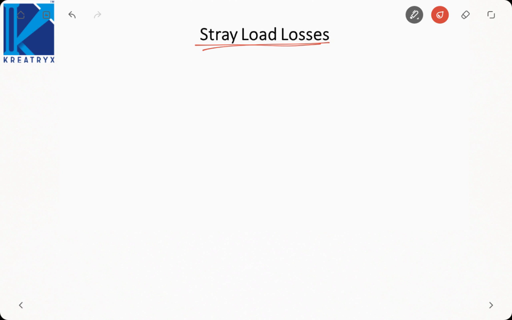I knew that the copper losses would be occurring in the winding, and I knew that the core loss would be occurring in the core, but these stray load losses do not have any fixed location. Hence these are called stray.